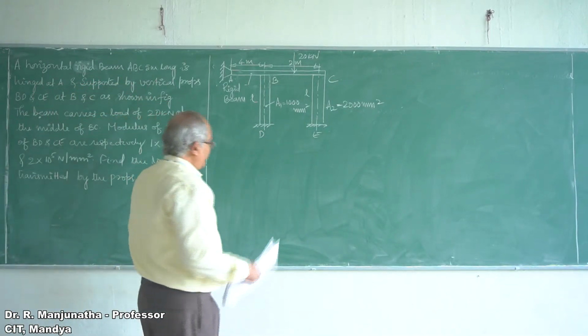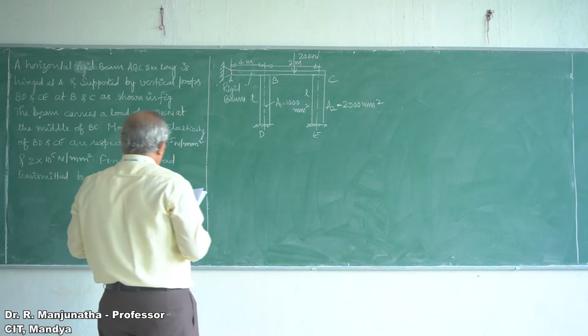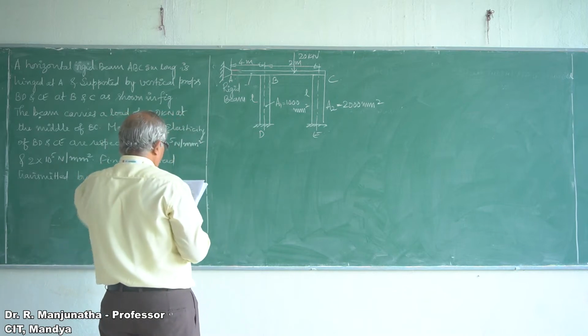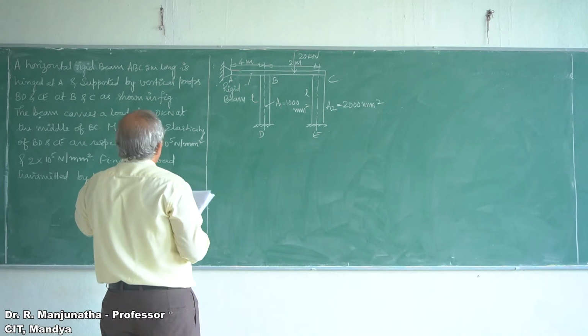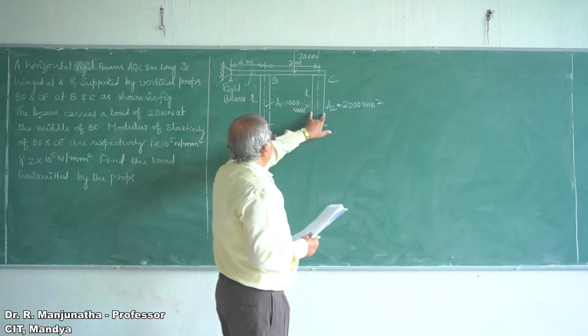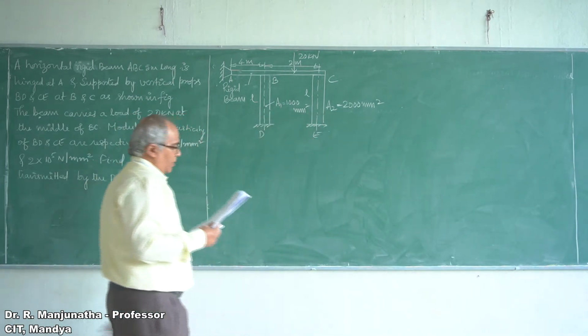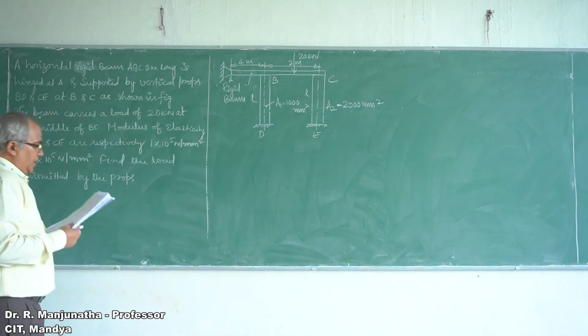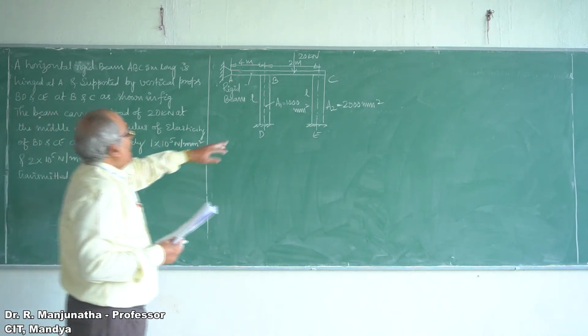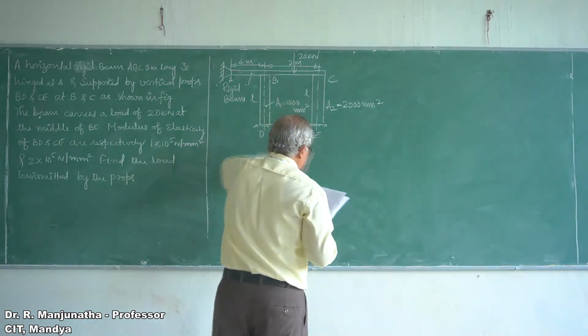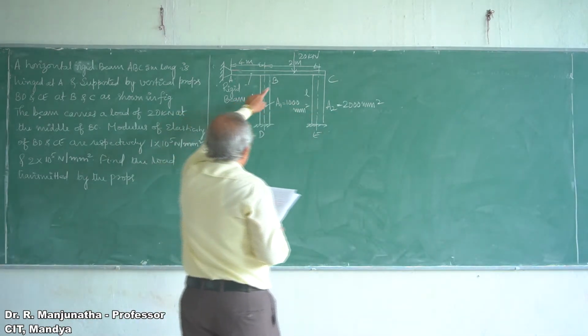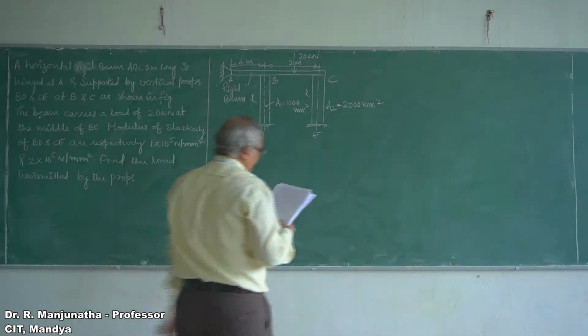The rigid beam is 5 meters long, hinged at A and supported by two vertical props, BD and CE, at B and C as shown in the figure.